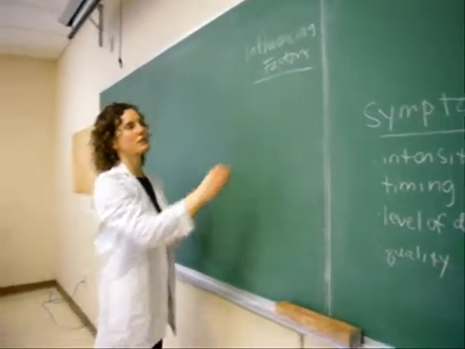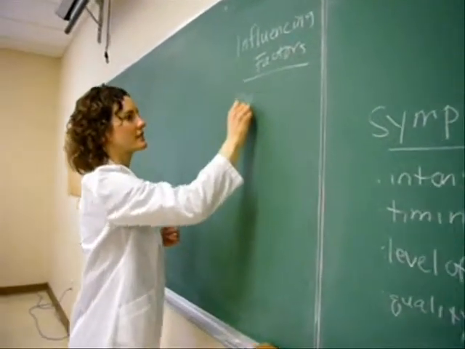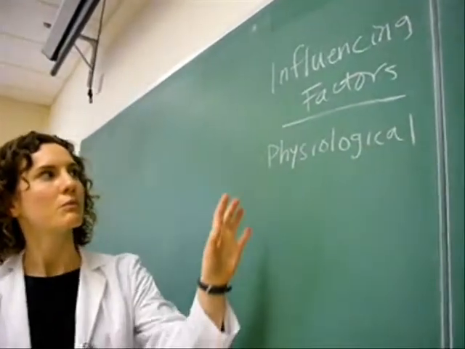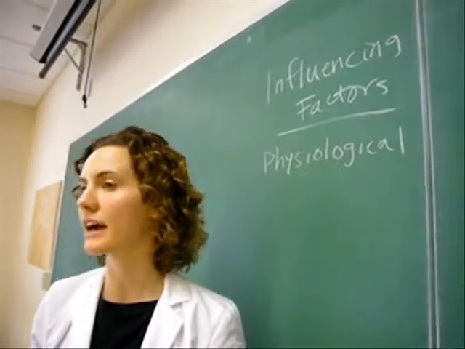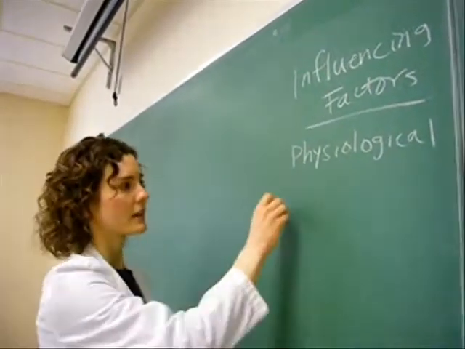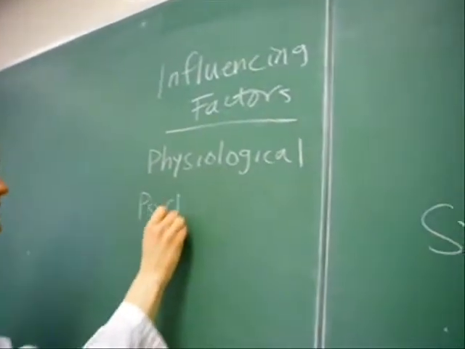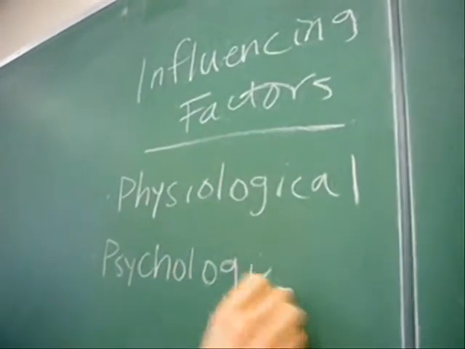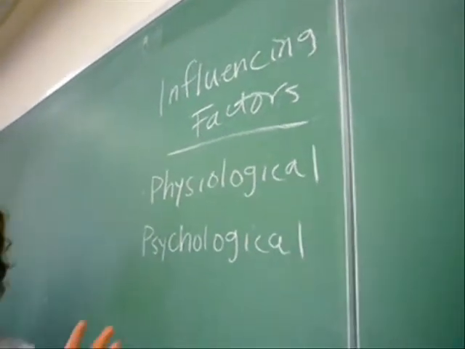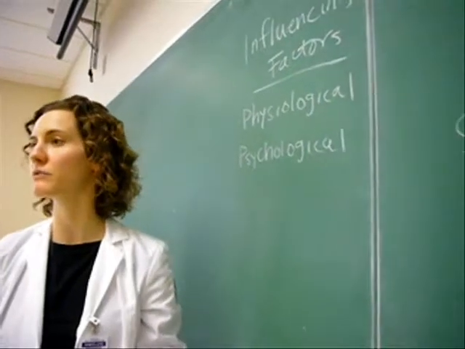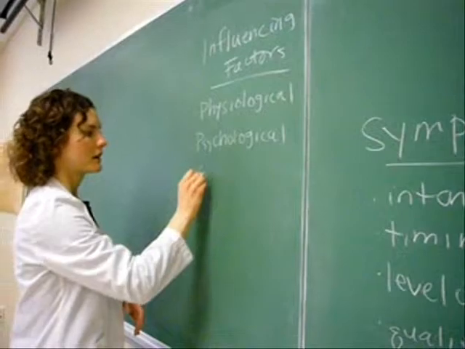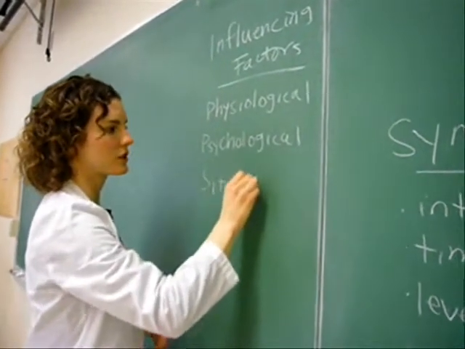And the different subheadings for influencing factors, the first is physiologic. So a physiological influencing factor for symptomatology could be the trauma for the particular symptom or also the pathology. The second subheading is psychological. So this could be anxiety or depression. If someone's feeling anxious, then studies have shown that it's going to increase the amount of pain that they're perceiving with their particular symptom. And the last is situational.